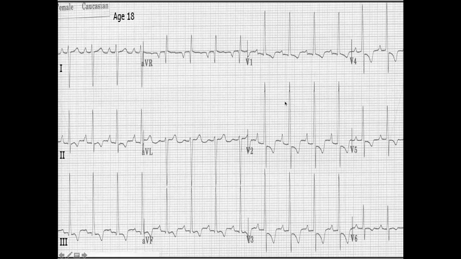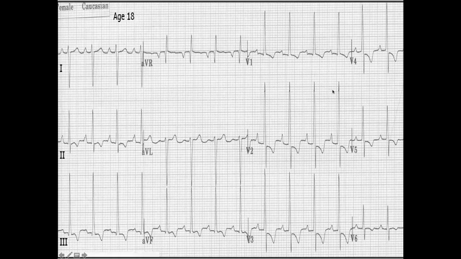Do we have any left atrial enlargement? I'm looking at lead 1 and lead 2, looking for a little notch, a little P mitral. Nope, I don't have that. So let's look for right atrial enlargement, lead 2 and lead 3. In either of those leads, do I have a tall peaked P wave? And I sure do here in lead 2. Definitely have that in lead 2.